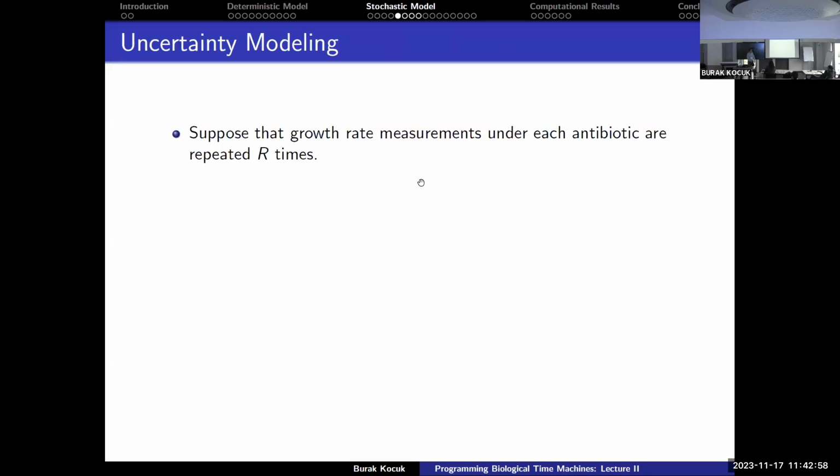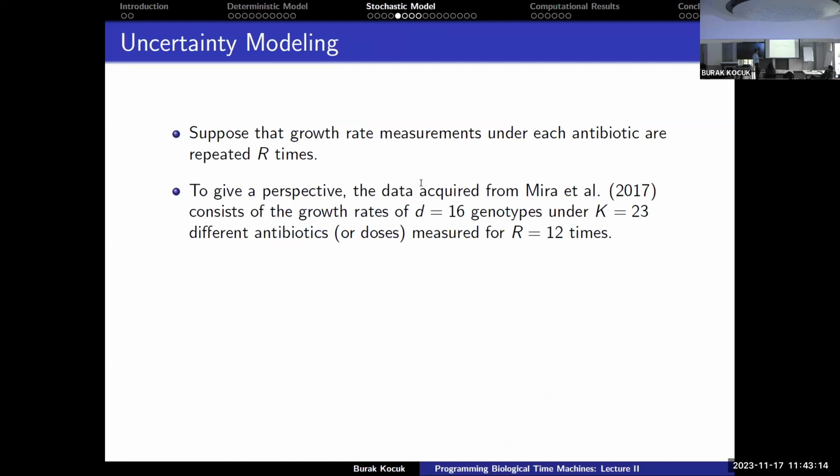Okay, so here are the modeling assumptions. These couple of slides will introduce our application again. Suppose that I repeat the experiments R times. For example, these guys actually did it. Again, for 16 genotypes, this time they used 93 antibiotics, even more, and they repeated the experiment 12 times. They were real experiments.